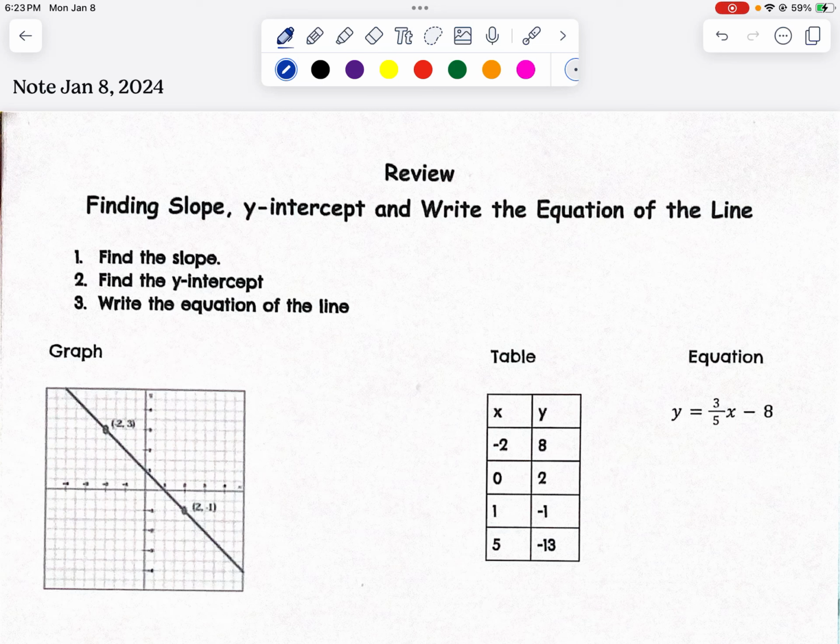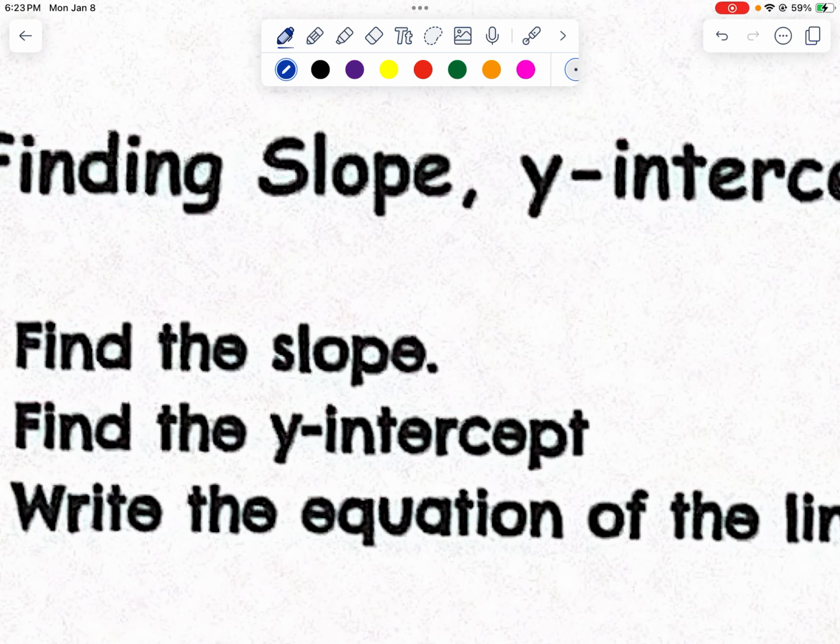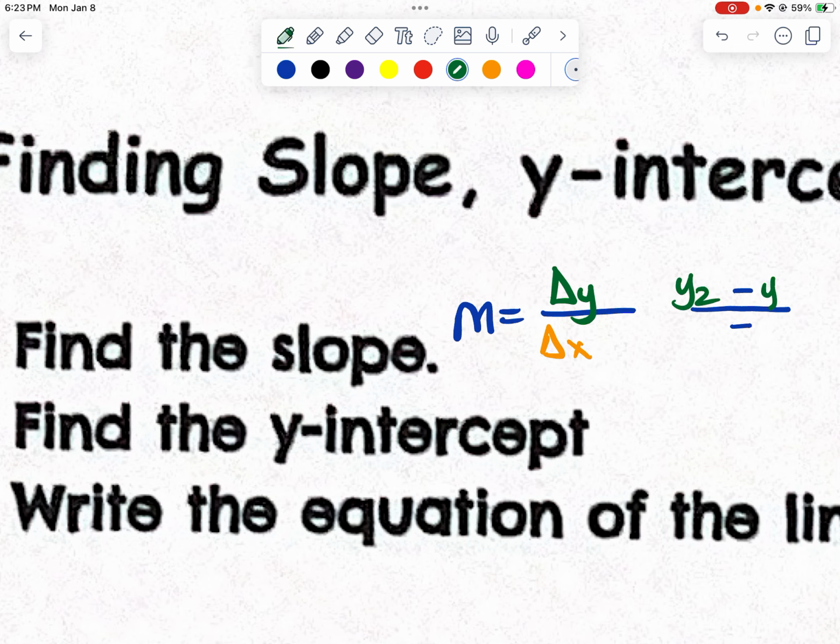So let's review finding slope, y-intercept, and writing the equation of the line. So remember that slope is going to equal the change in y over the change in x. So if I have 2 points, you're going to subtract the y's over subtracting the x's.